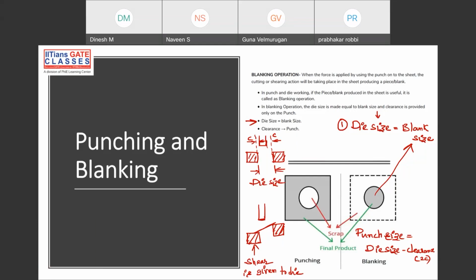Yes or no? After punching or after shearing operation, is the removed part useful? Yes, you can think of coins. You can think of coins, but coins are made by using coining operation. But anyway, you can think of it like that, because on a piece of sheet you are making some coins like this. It's true.